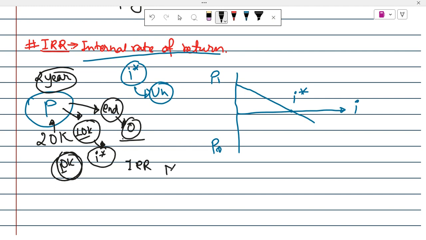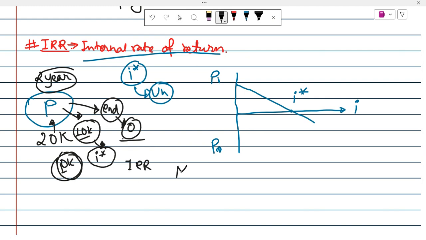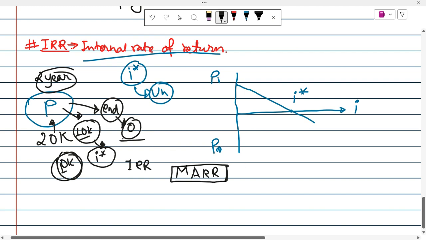the minimum attractive rate of return, MARR. MARR is the rate of return, which is the predicted rate of return on money if it is kept very safe. Generally, it is perceived that a fixed deposit yields some rate of return, and that rate of return is known as the marginal or minimum attractive rate of return.